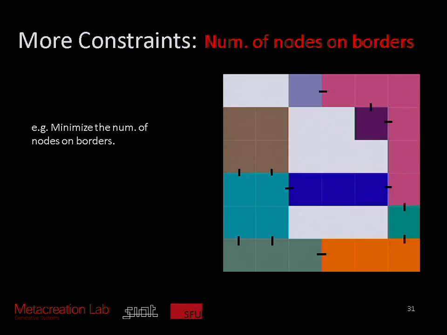You can first count the number of links between the partitions. So these are the number of cells that are between partitions. Maybe you want to minimize that so that you have only one gate, one place to connect the two rooms, and you can minimize that.